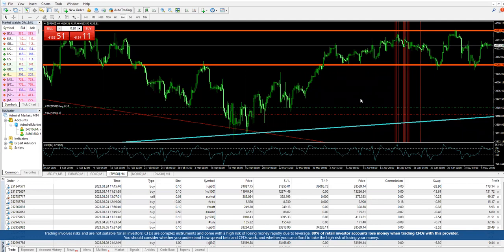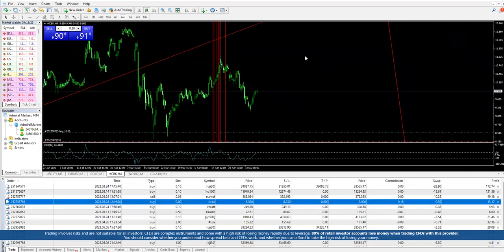If you like, for example, to be on the safe side, you can move the stop loss to the break-even point if you have any shares, or if you have the S&P 500 index, you can set the stop loss somewhere here or under the support zone. Okay, so let's check some shares we had last week.